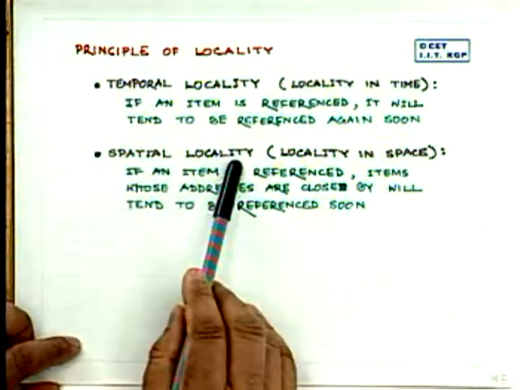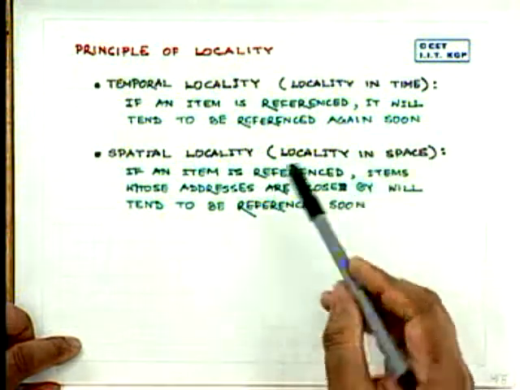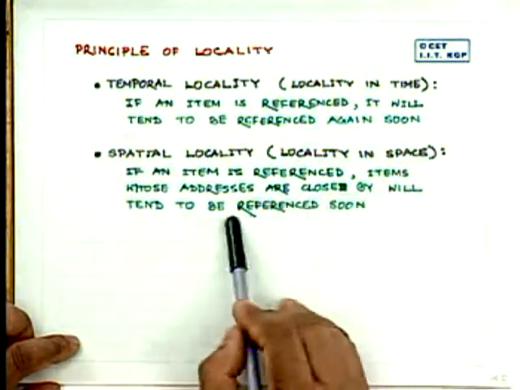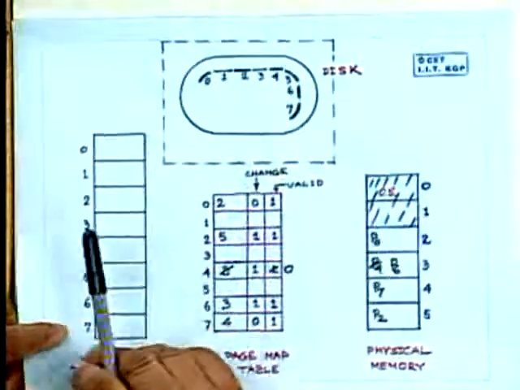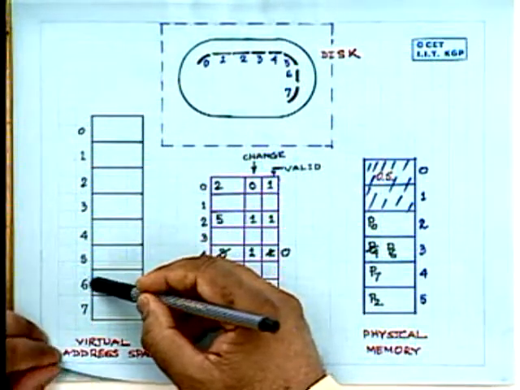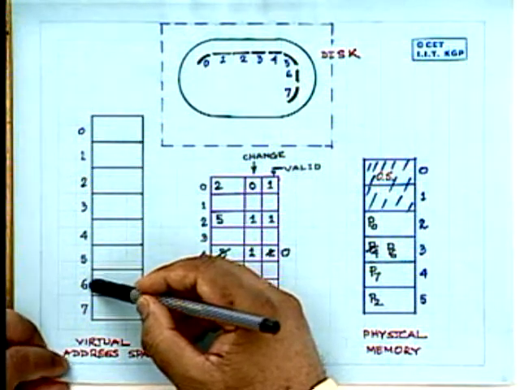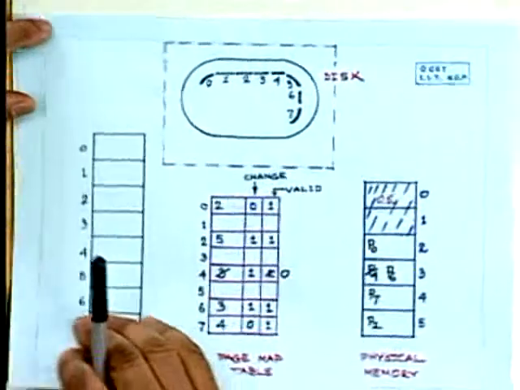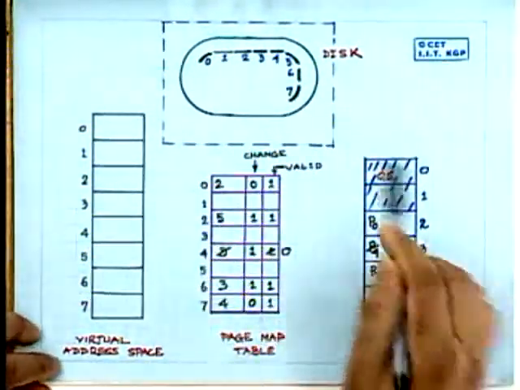Similarly, there is spatial locality, that is locality in space: if an item is referenced, the items whose addresses are close by will tend to be referenced soon. That means if I have accessed something here right now, I will access something nearby in the next time frame, which is more plausible. Now, if this principle of locality is valid, which it has been seen to be, then virtual memory can work with only a marginal loss of efficiency.